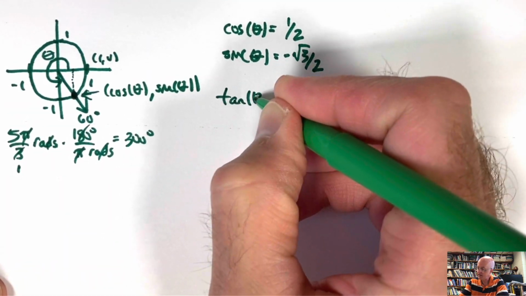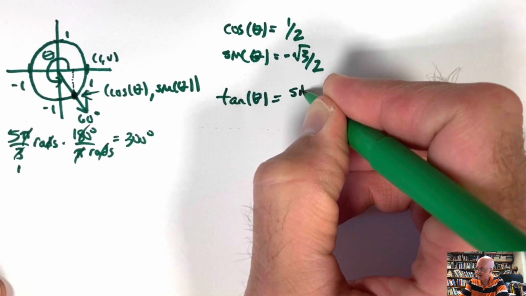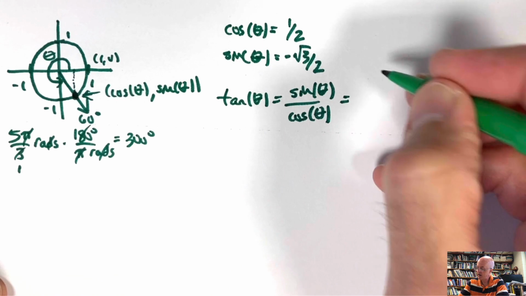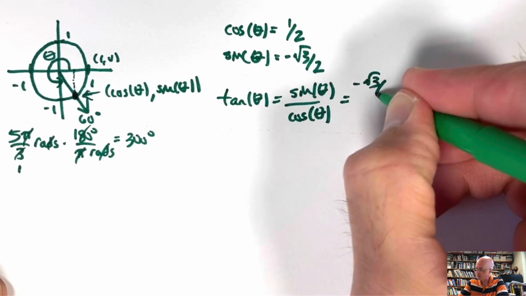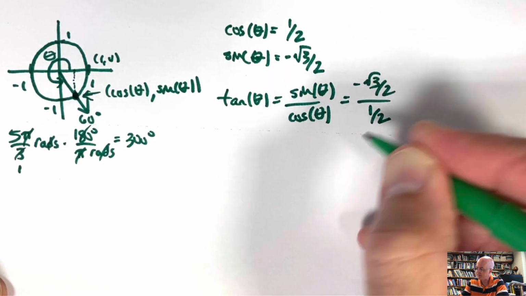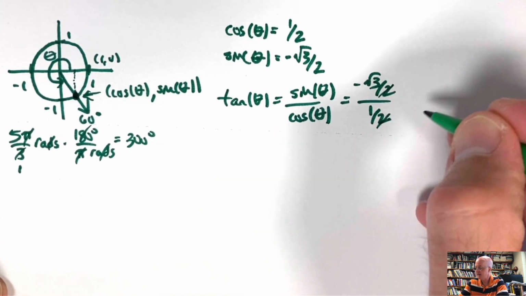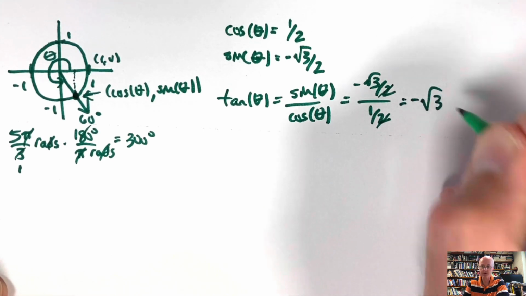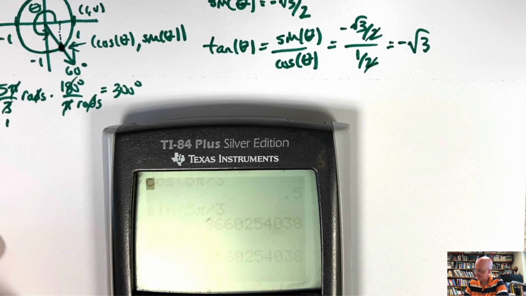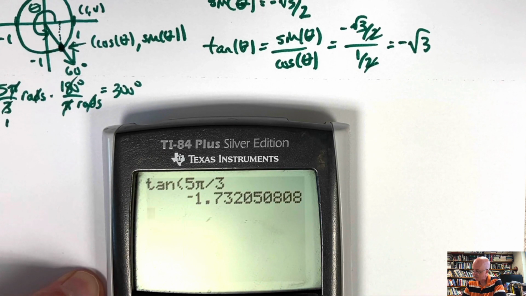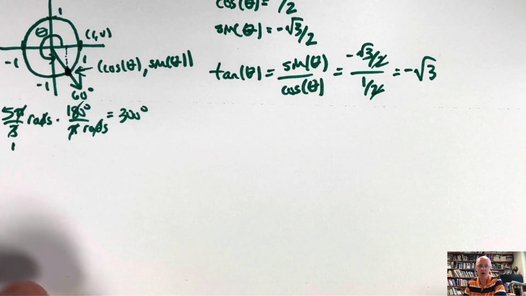Now, the tangent of theta, by definition, is defined to be sine of theta divided by cos theta. So just go ahead and use what you found. This is going to be -√3 over 2 divided by positive 1/2. Dividing by 1/2 is the same as multiplying by 2. The 2's will cancel, and you'll be left with -√3, and we can check that as well. Tangent of 5 pi over 3 is that, and square root of 3 is the same thing without the negative sign. Okay, so we've confirmed the answers to part A.